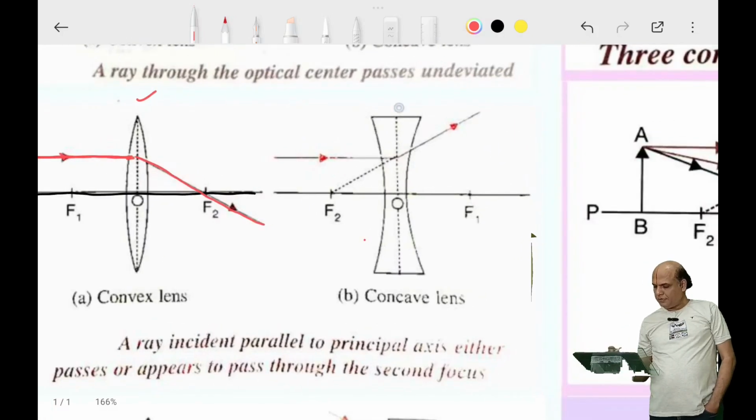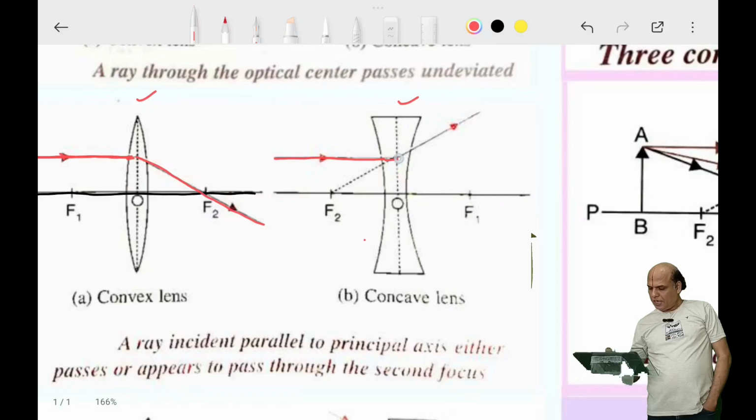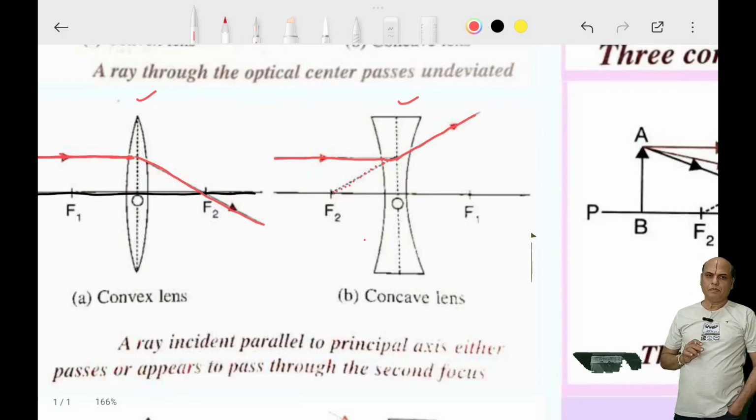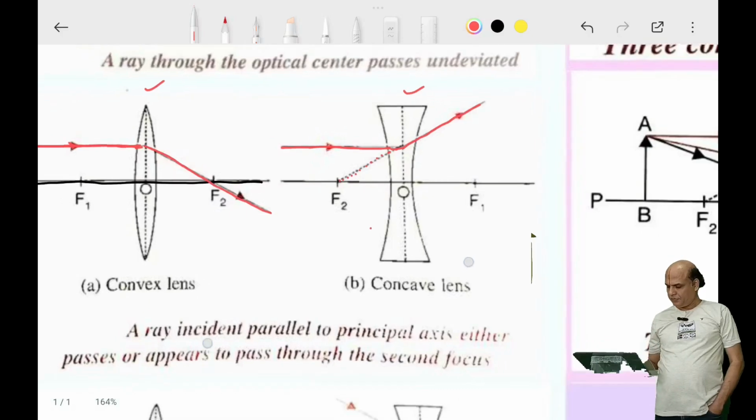On the right side, if you take the concave lens, the incident light ray is parallel to the principal axis. After suffering refraction, the light ray is refracted in a direction such that when the refracted ray is drawn backwards, it appears as if it is emanating from the focal point on the principal axis. So this is the second kind of principal light ray.